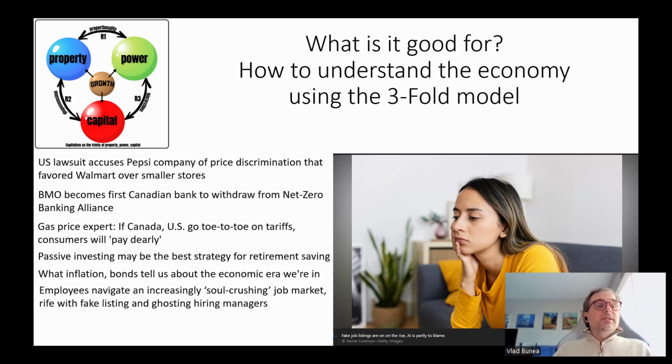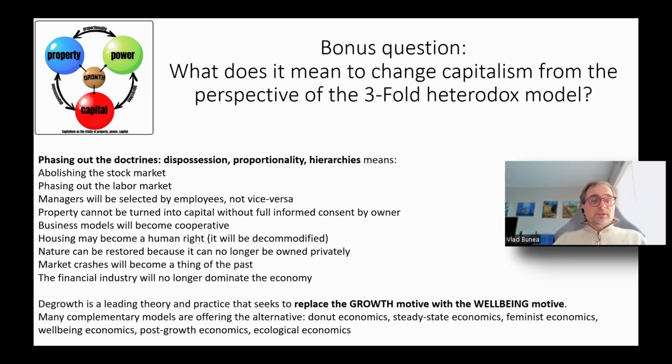Employees navigate an increasingly soul-crushing job market rife with fake listings and ghosting hiring managers. As we discussed, the job market is a symptom of the doctrine of hierarchies. We have the job market because we have the doctrine of hierarchies. It's not the other way around. If we think about replacing this system, I'll take just a few minutes to show you this bonus question.